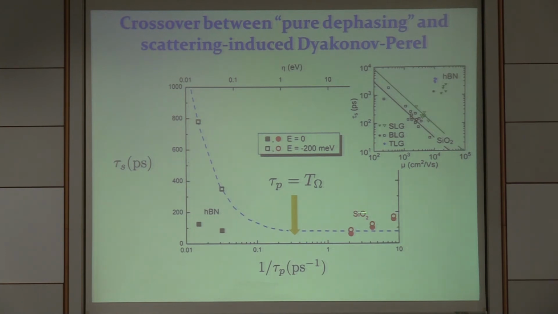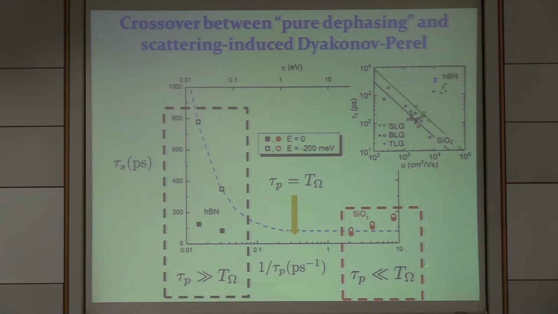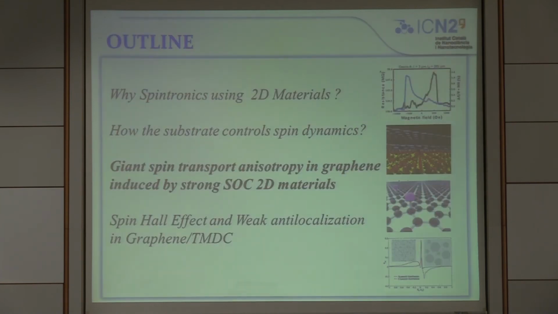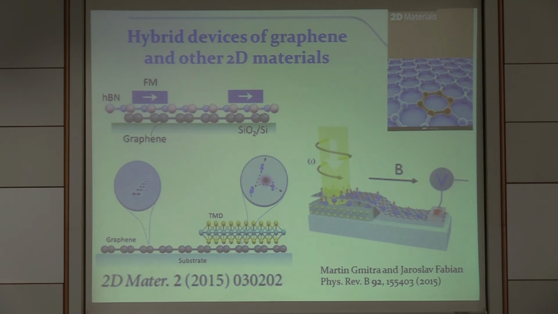We see that if the momentum scattering is very short compared to the spin precession frequency, we have an increase, so Dyakonov-Perel, whereas we have an opposite behavior when the system is very clean. So it's somehow in agreement with this, let's say, experimental data. Now let me come to the second part of the talk.